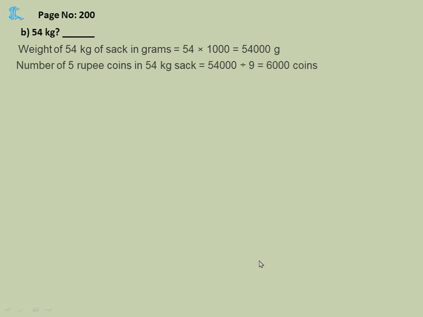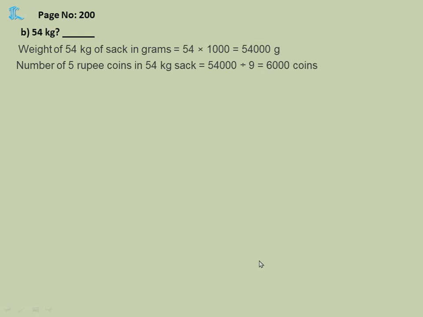Okay. Now next, 54 kg. Similarly, first you convert 54 kg into grams. 54 into 1000, that is 54,000 grams. Now what will you do? 54,000 divided by 9. First, the weight, you convert it into grams. It should be in grams because the weight of one coin is 9 grams. So the total weight also you'll convert into grams.